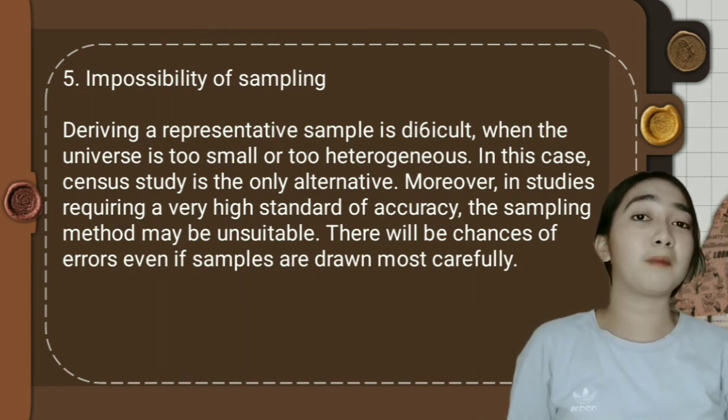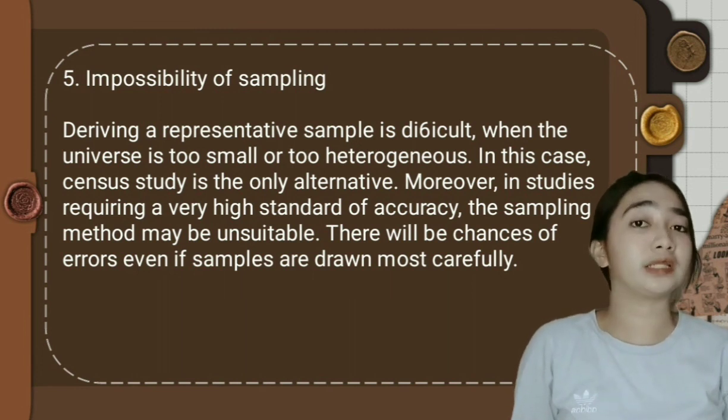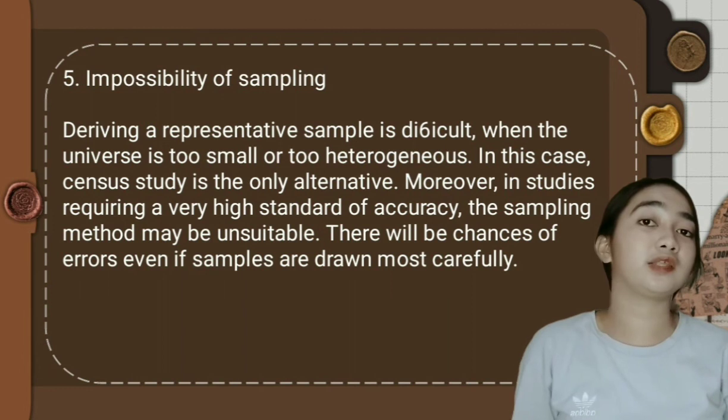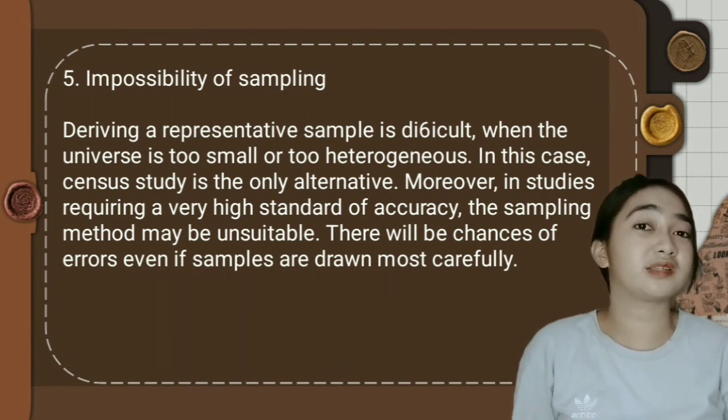Actually, mahirap talaga makakuha ng representative ng sample. Especially, sometimes yung population kasi is too small or too large, pero may alternative naman. At census study yung pwedeng gamitin, which is ito yung complete enumeration or complete count ng population. Sa study na yan din kasi, kailangan ng accuracy, pero hindi maiwasan yung mga chances of errors.